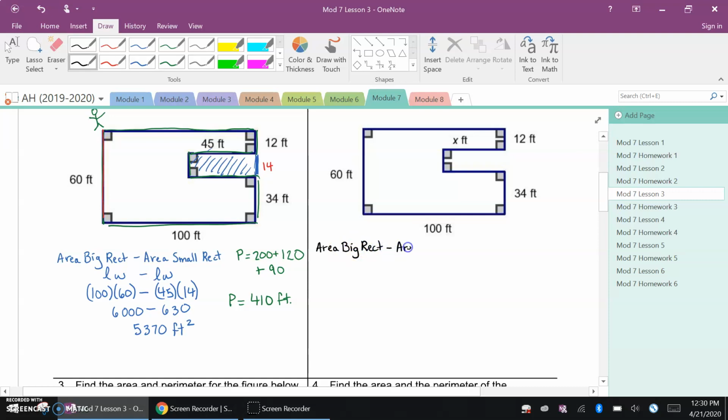minus the area of the small rectangle. So again, we have the length and width, and we want to subtract out the length and the width. So we have 60 times 100, and then we're going to subtract out 14 multiplied by x. And so when we leave our final answer, we will have a variable in it. So we'll have 6,000 minus 14x, and then this is feet squared.